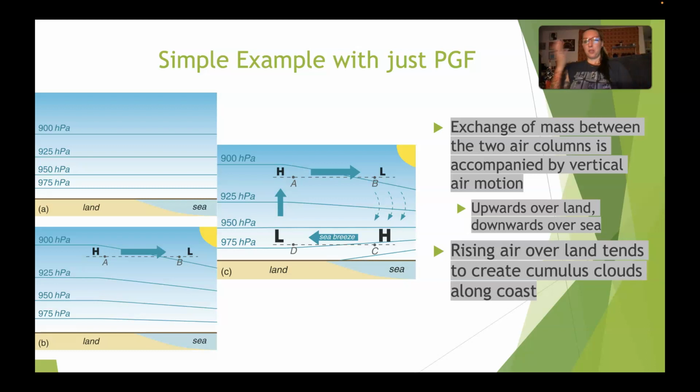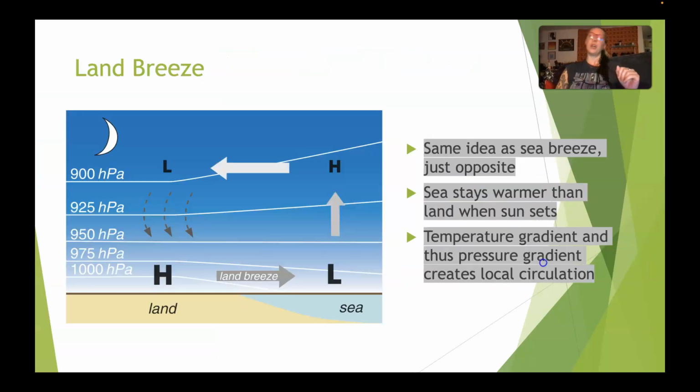And then maybe you're thinking to yourself, well, does this happen in the opposite way? Sure does. It's called a land breeze. So same idea as a sea breeze, it's just opposite. So in this case, the sea stays warmer than the land when the sun sets. So this temperature gradient and thus pressure gradient creates this localized circulation here.